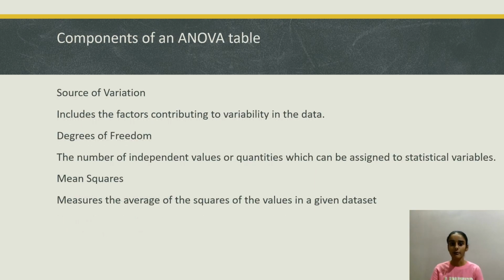Components of the ANOVA table. Source of variation, including the factors contributing to the variability in the data. Degrees of freedom, the number of independent values or quantities which can be assigned to the statistical variables. Mean squares, which measure the average of the squares in the given data set.